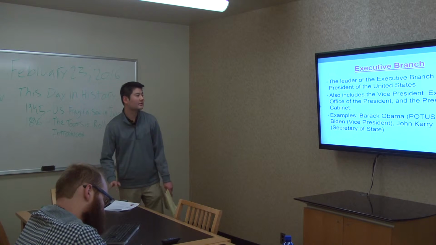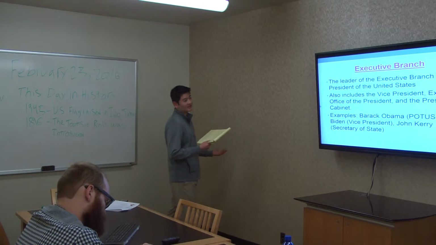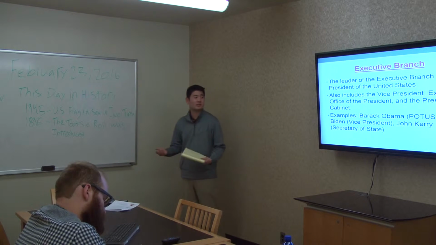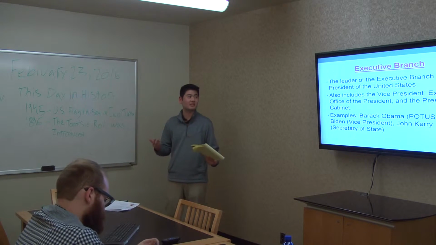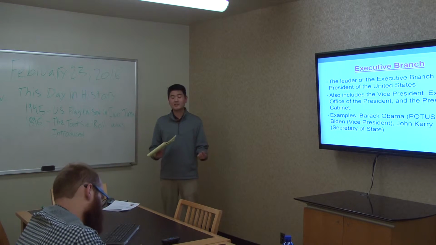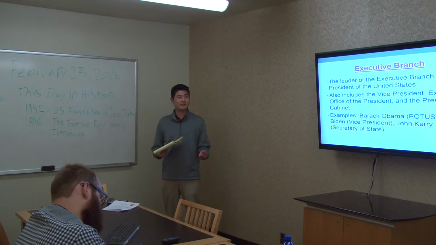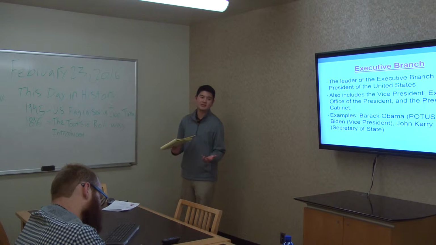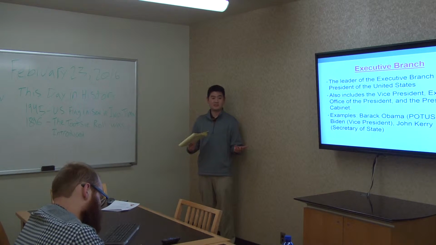Okay. So some examples of the executive branch would include the President of the United States. He's the leader of the executive branch. It also includes members like the Vice President, the Executive Office of the President, and the President's Cabinet. Does anyone know what the Cabinet is?